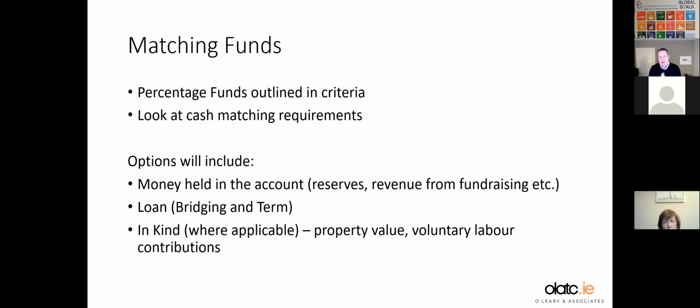If you're a large scale project and you're applying for RDF funding, which is for large projects, they will fund up to 80% of the project, with 20% matching funds. So 20% has to come from the community, and 5% of that 20% has to be cash. So money sitting in the account, not a loan, not money you're going to fundraise, has to be in cash. So just be careful to read the criteria carefully.